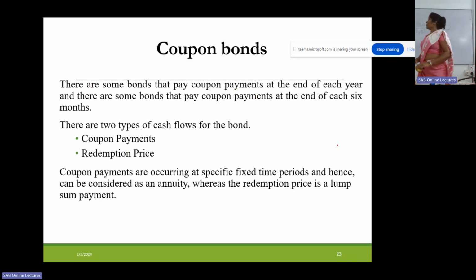So next type of bonds is coupon bonds. This is the default. This is the default, coupon bond. This is what I took in the example.